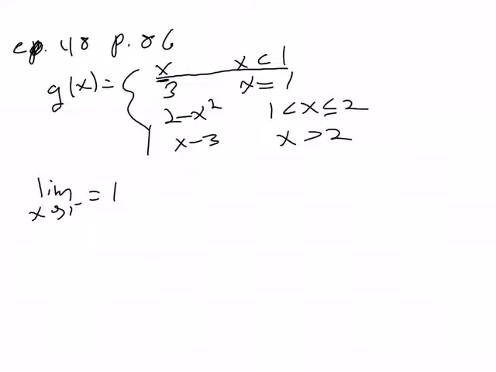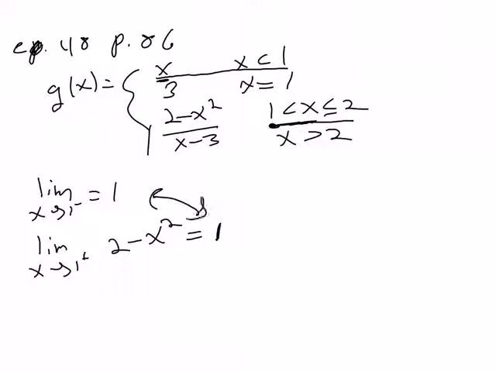Now what's the limit as x approaches 1 from the right? If we are approaching from the right, x is greater than 1 but less than 2, so we're going to use this equation: 2 minus x squared. Plugging in a 1, this is going to be 2 minus 1, which is 1. So these limits are the same.